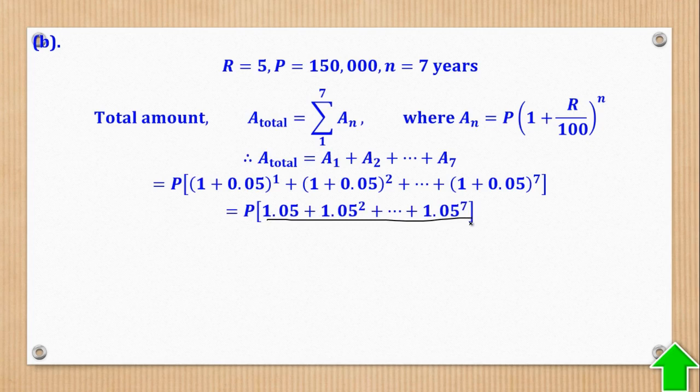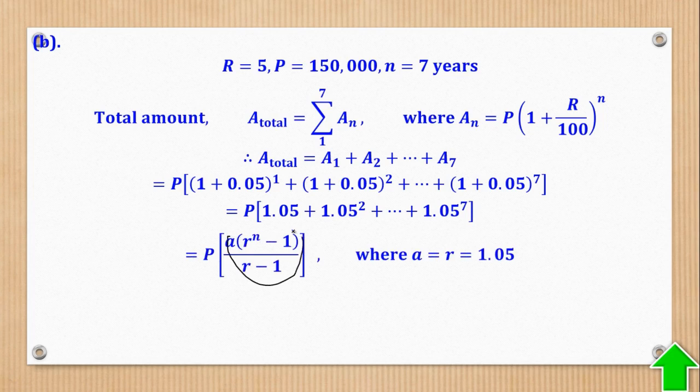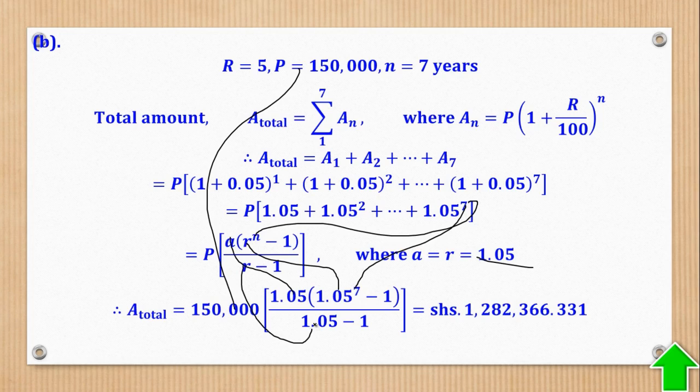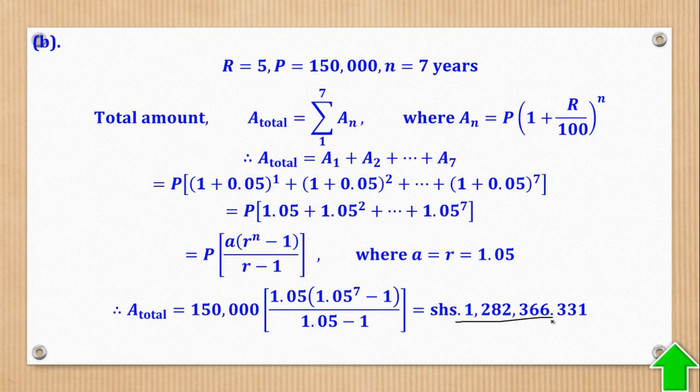So this one is a GP. So I'll use the formula for a GP, but there's a P outside, where a is equal to 1.05 and r is equal to 1.05. So I'll substitute for P, then substitute for a, which is here, substitute for r, substitute for n, which is 7, then use the calculator to come up with the amount they wanted.